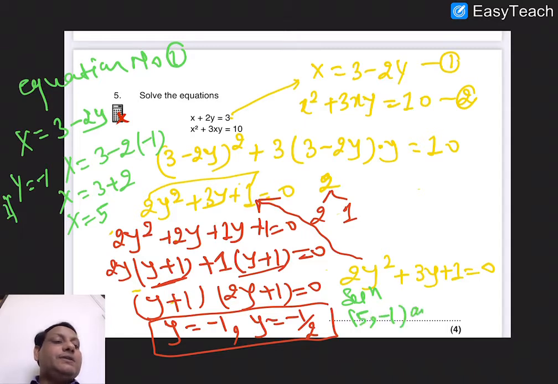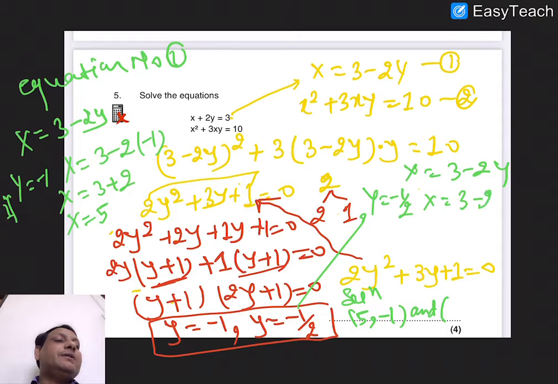Similarly, another solution: put here x is equal to 3 minus 2y. So put in the place of y minus half, because we have the y value as minus half. So you are going to get x is equal to 3 minus 2 times minus half. Practically you are going to get 3 plus 1, because this 2 cancels, minus minus is plus, which is 4. So another solution we got is 4 comma minus half. So this is your final solution.